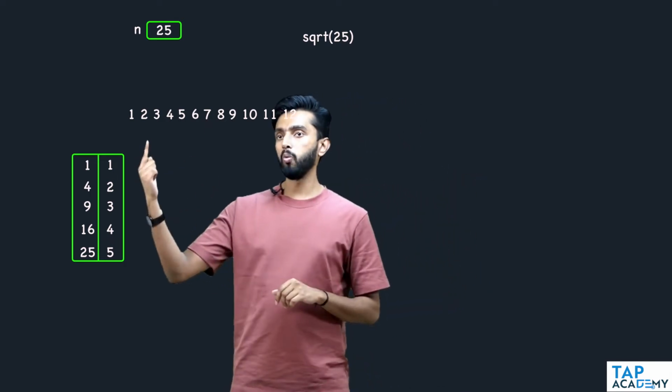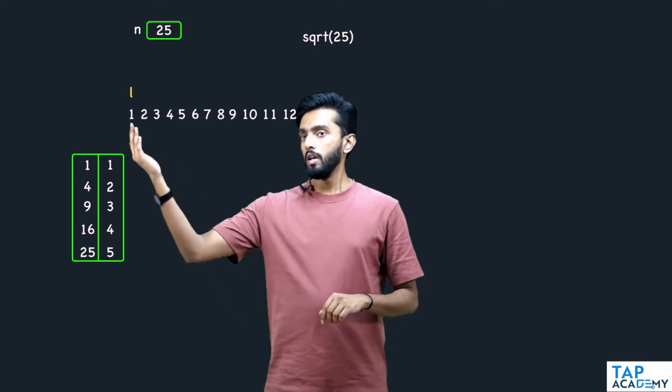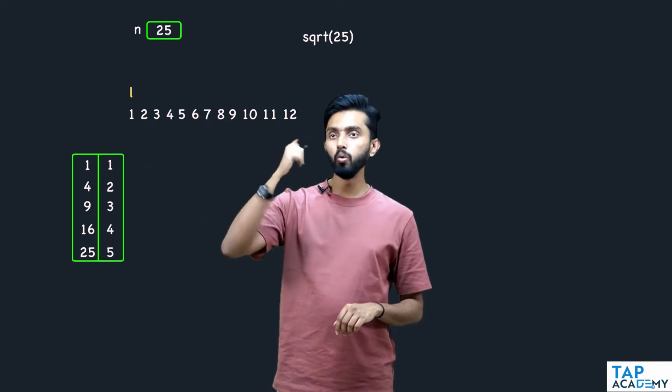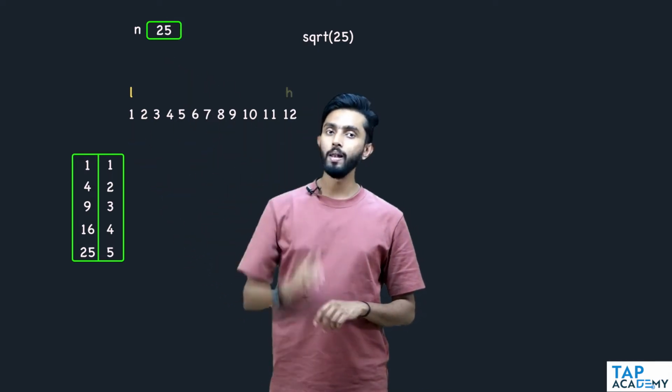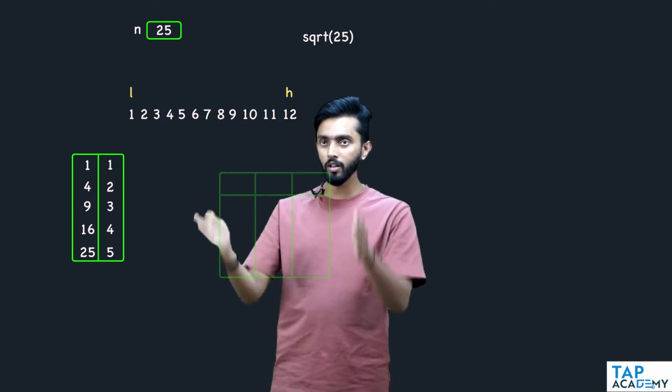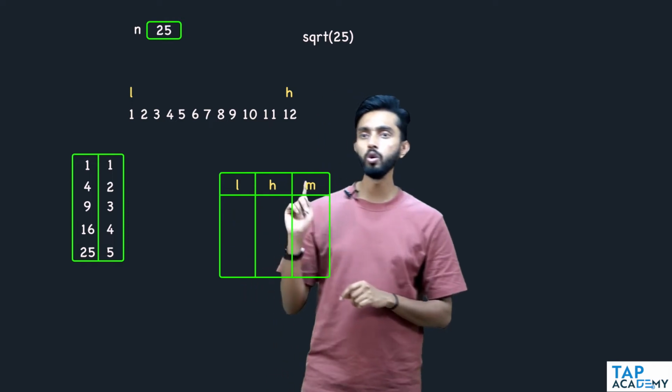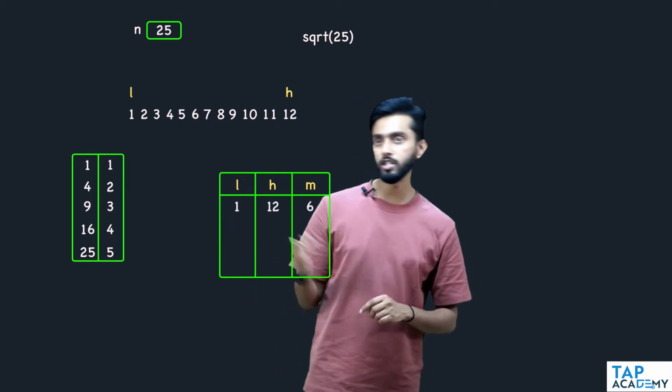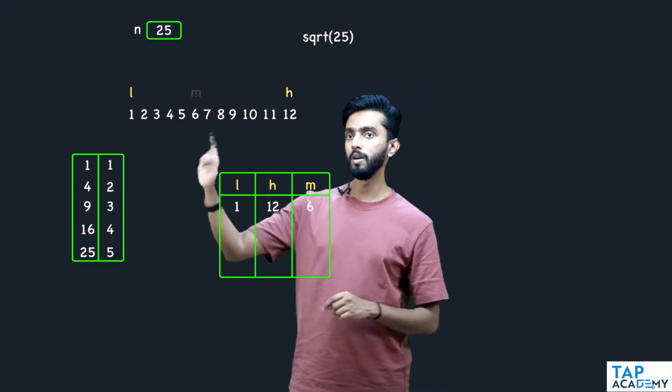And how to apply binary search? Simple. Set 1 as the low value, high as n divided by 2. So 25 divided by 2 is 12. Great. Now let's apply binary search. How will you use binary search? Very simple. I'm bringing the table: low, high and mid. First time low is 1, high is 12, mid is 6. So that is 13 divided by 2. So mid is 6. Great.